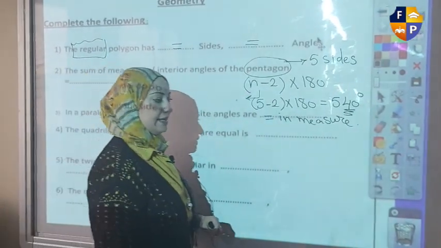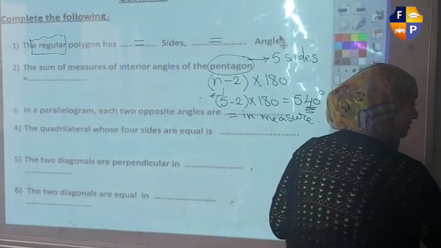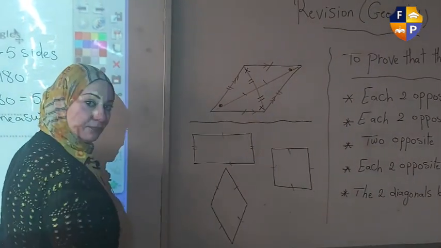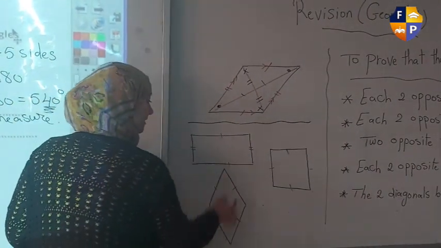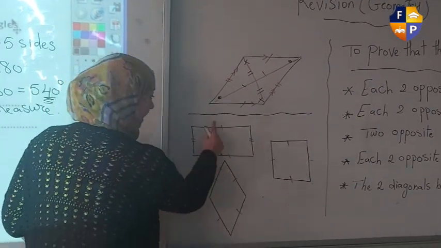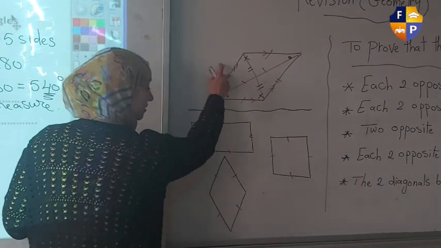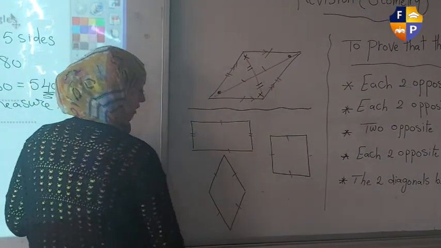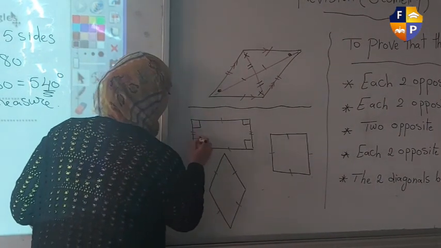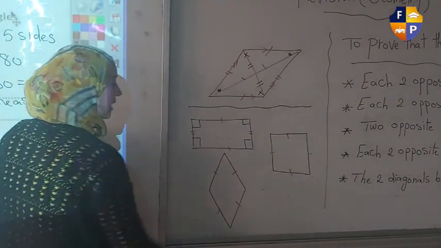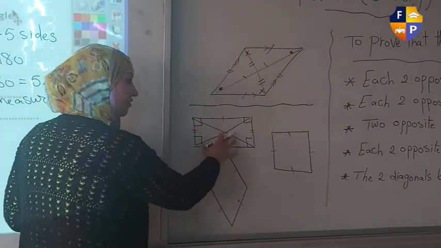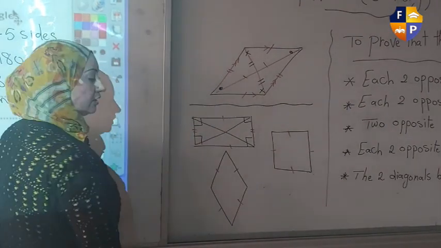Look at these quadrilaterals: rectangle, rhombus, and square. Do you remember them? In the rectangle, each two opposite sides are equal, like the parallelogram, and parallel, and it has 4 right angles, and the two diagonals bisect each other like a parallelogram and are equal in length.